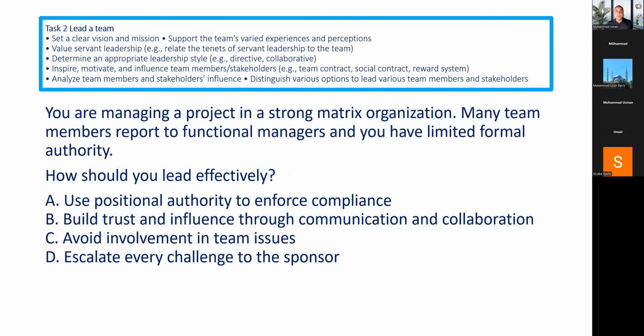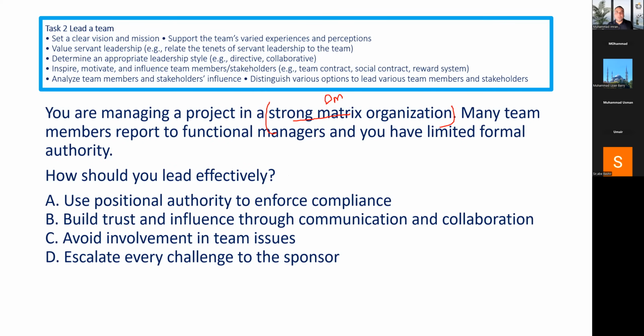You are a project manager in a strong matrix organization. Who has authority in a strong matrix organization, project manager or functional manager? Who has more power? First, you need to know this before you answer, right? In a strong matrix, who should have power?